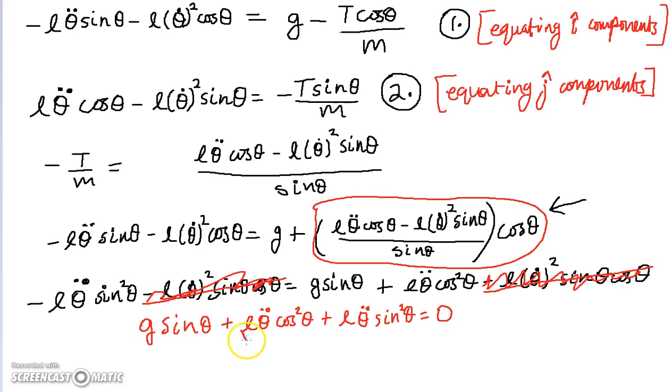Now, the first thing I notice here is I can factor out an L theta double dot, because we all know that sine squared theta plus cosine squared theta for any theta is simply 1. So we have g sine theta plus L theta double dot into (sine squared theta plus cosine squared theta) equals 1. Oh, sorry, equals 0.